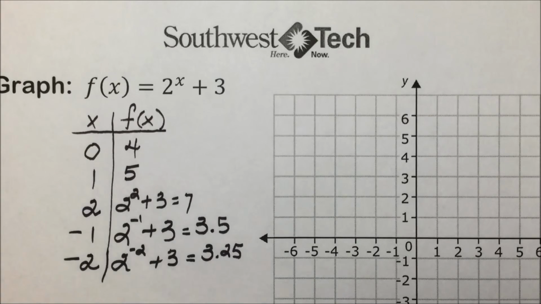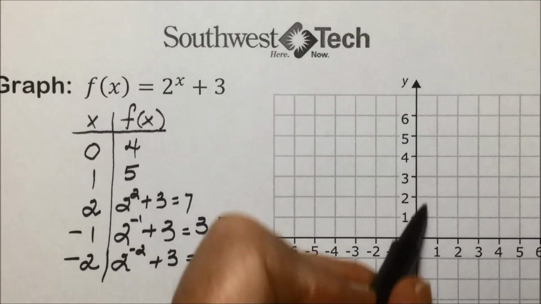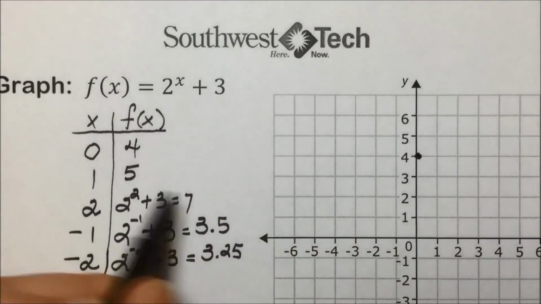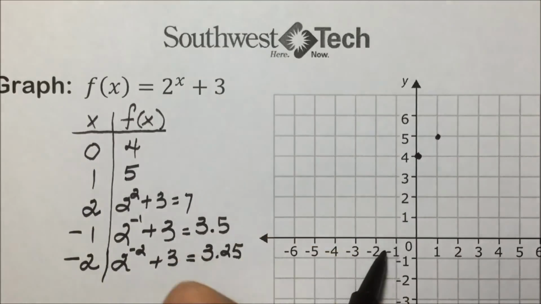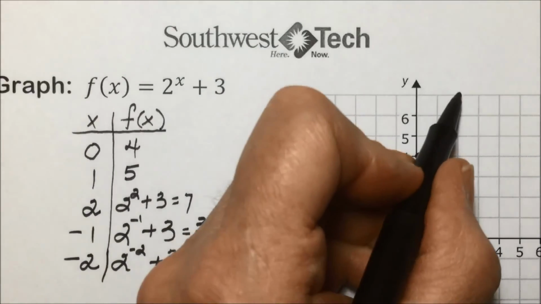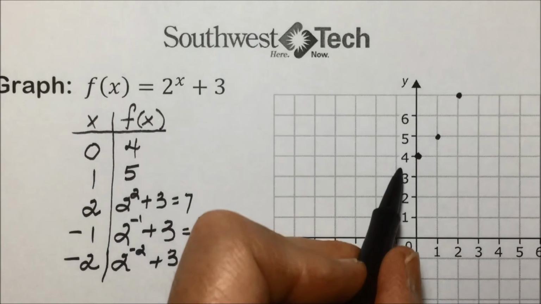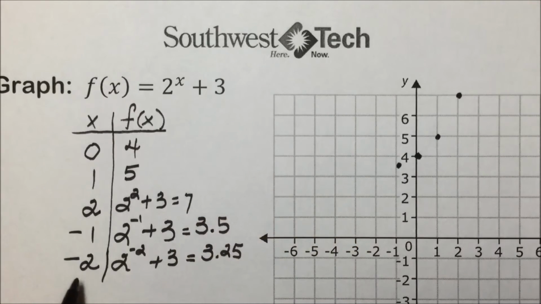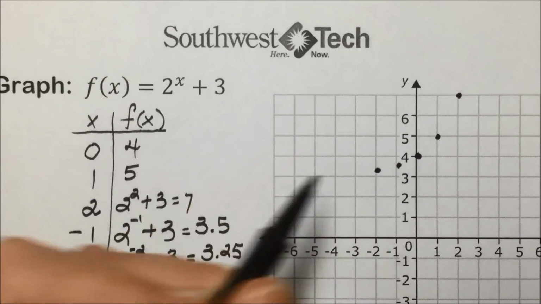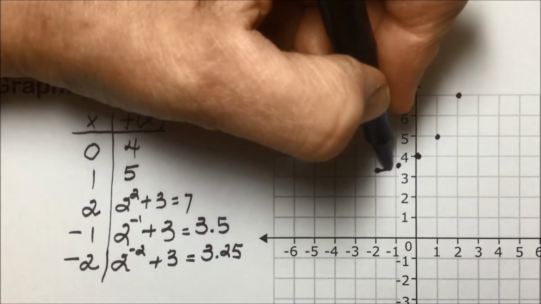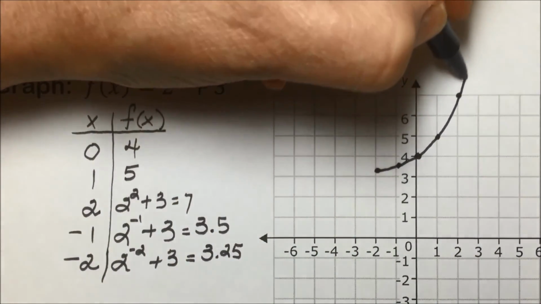Let's plot these points then. We have 0, 4. We have the ordered pair 1, 5. We have the point 2, 7. And on our negative x values, we had negative 1 at 3.5. We have negative 2 at 3.25. And a smooth curve to connect those points together.